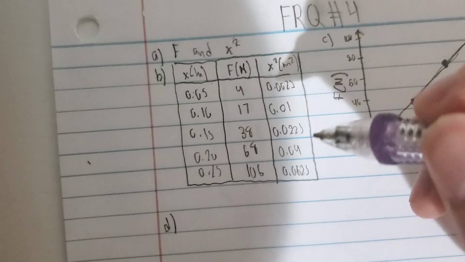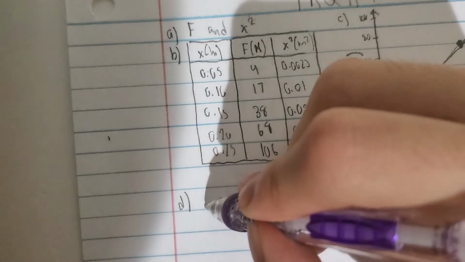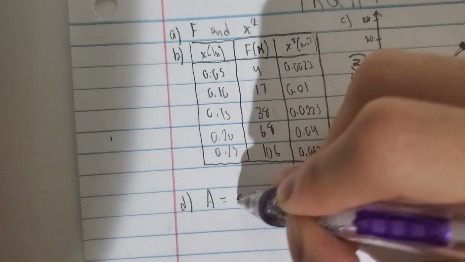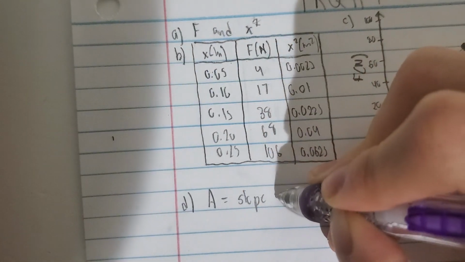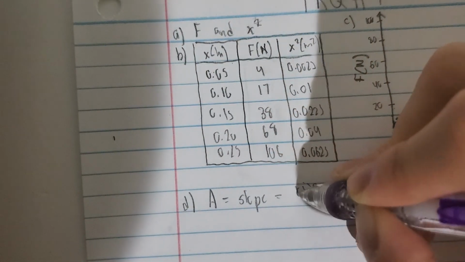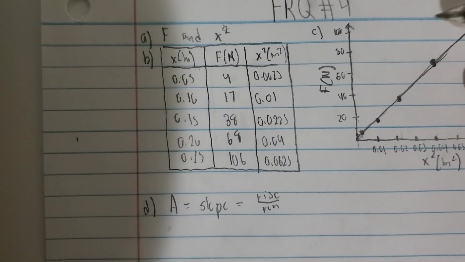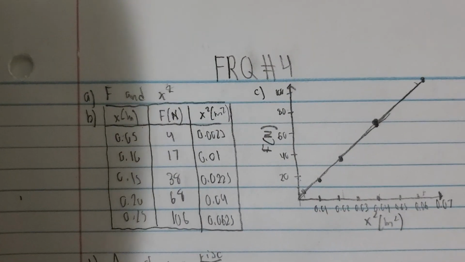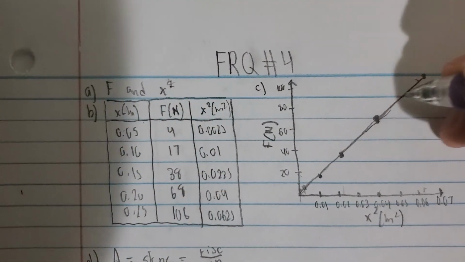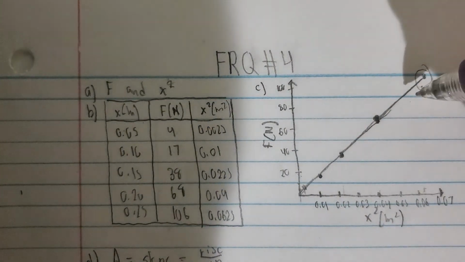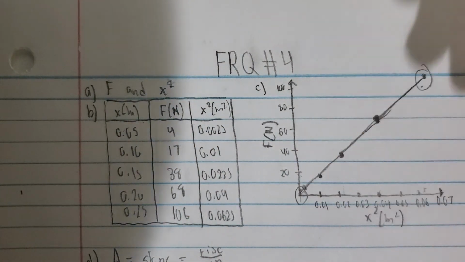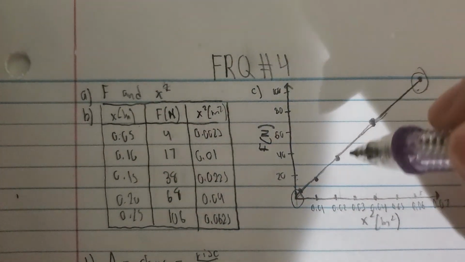So essentially A is the slope, and slope is rise over run. And so I can pick any 2 points on this graph to help me find A. So I'm going to use this point right here and the beginning point, which is 0, 0, obviously.